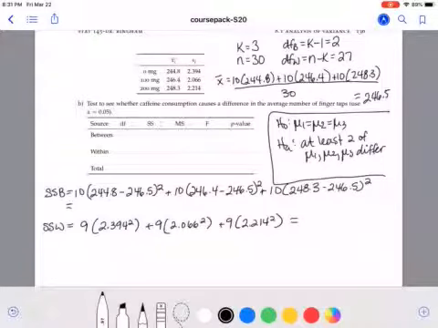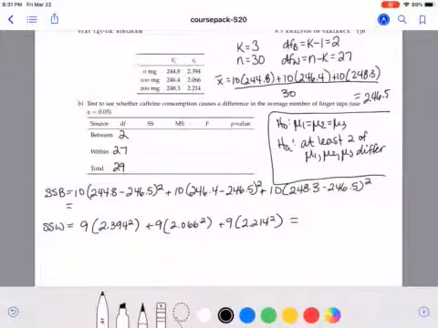K is 3, that's the number of groups. N is 30, total amount of data. So our 2 degrees of freedom will be K minus 1, which is 2. And then N minus K, which is 27. If we add those together, we get 29, and that is 1 less than 30.